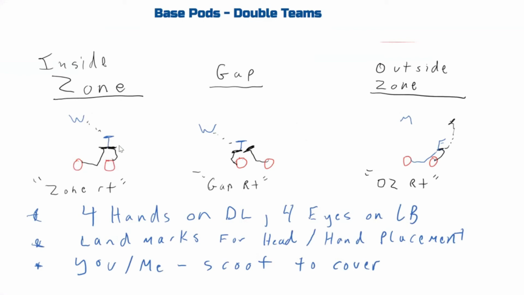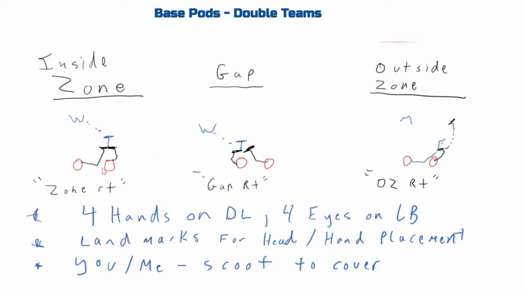But we'll work this guy as a wider shade. We'll work this guy as a tighter shade. We'll work him in all different positions. But the main thing is that we're just running zone right and then zone left and working our double team up to the backer. But we do that on Monday. On Tuesday, we work our gap double team.